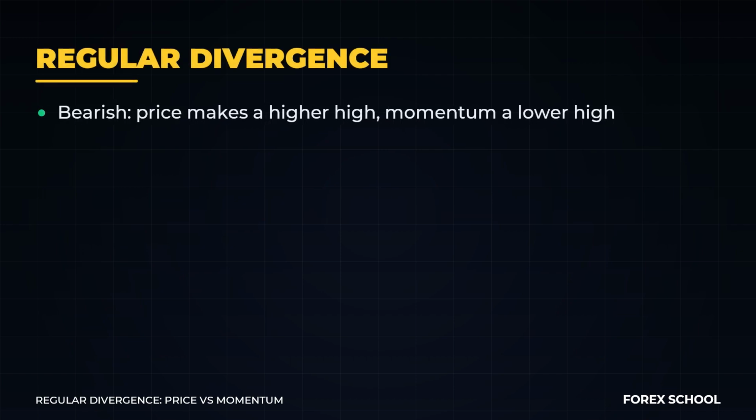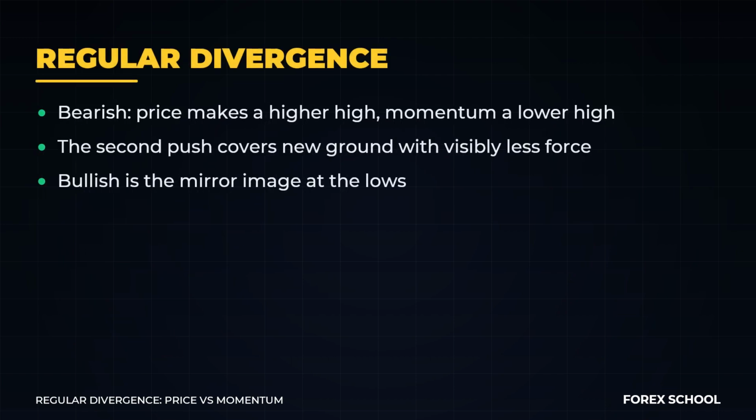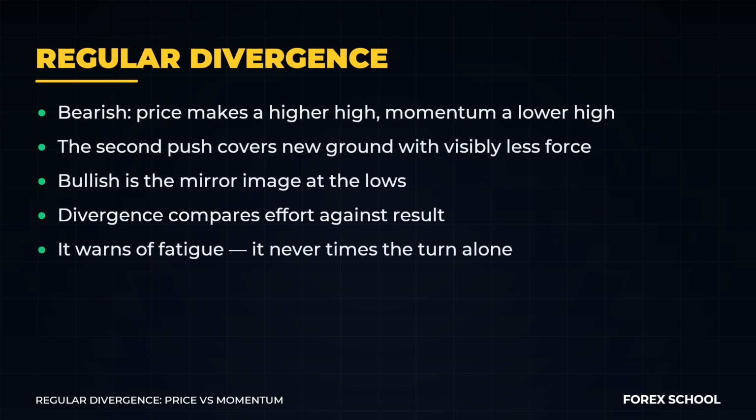Now we can define divergence properly, because you understand what the indicator measures. Regular bearish divergence is a disagreement at the highs: price prints a higher high, but momentum prints a lower high. Translated into plain candle language, the second push reached further in price, yet it got there on smaller bodies, slower progress, and more rejection from above. More result, less effort.